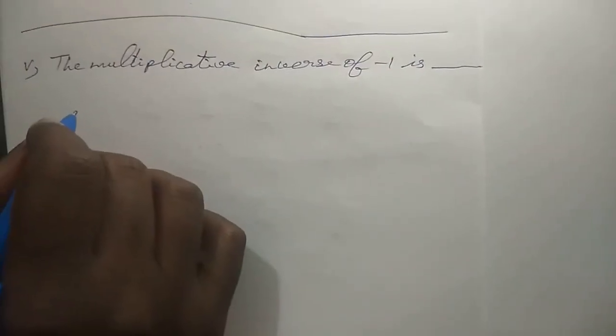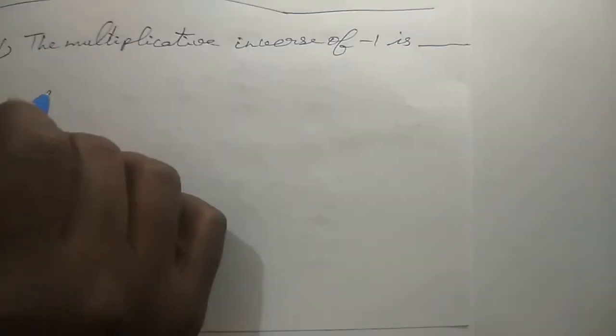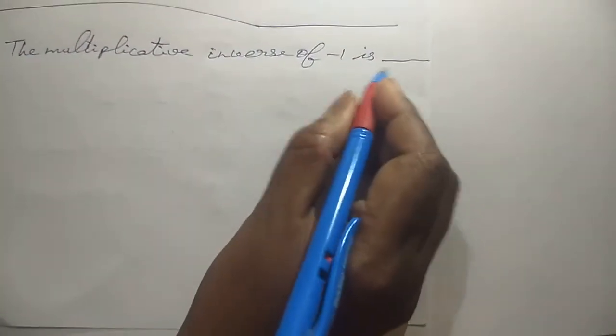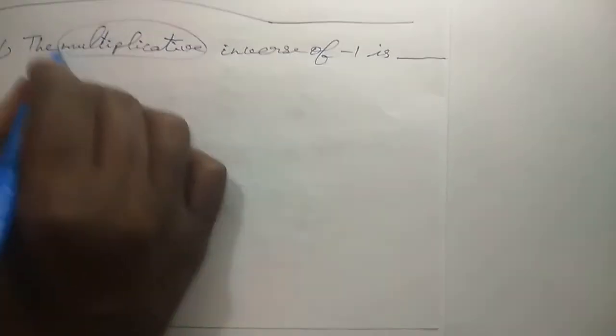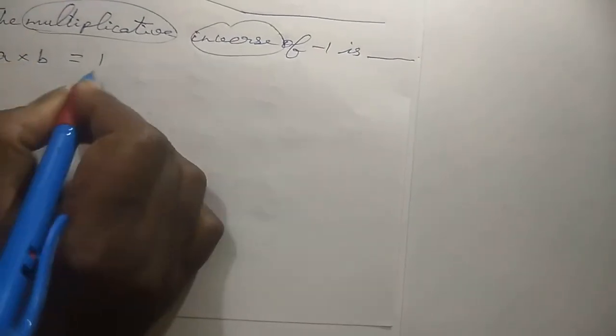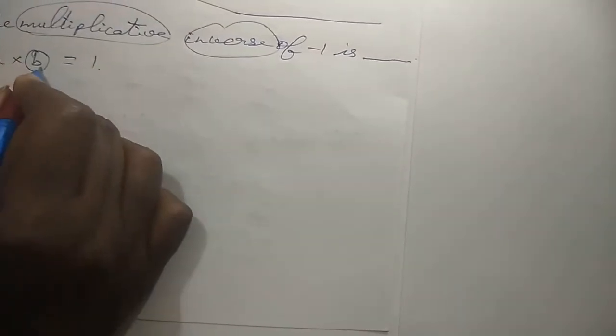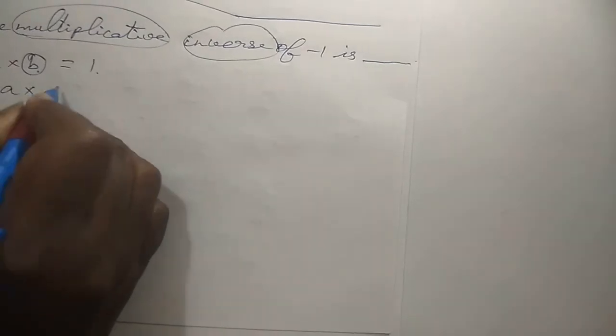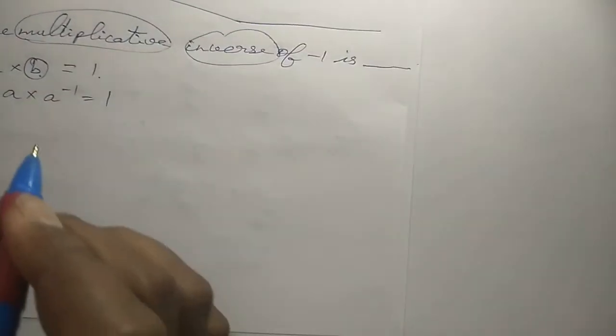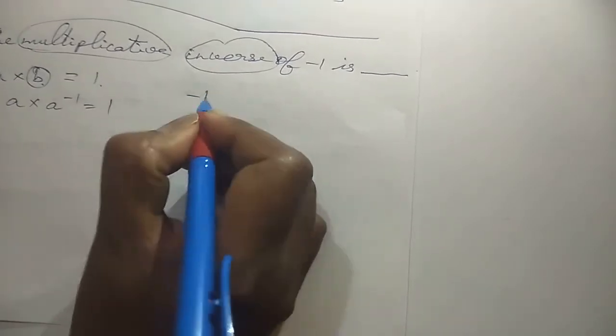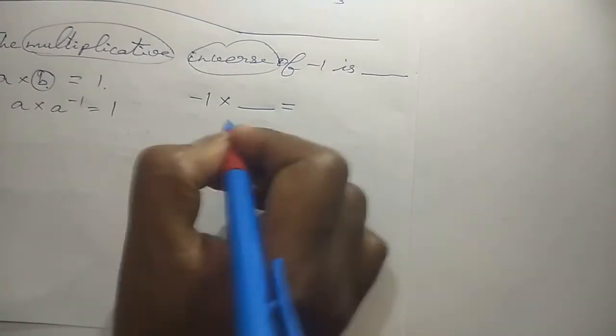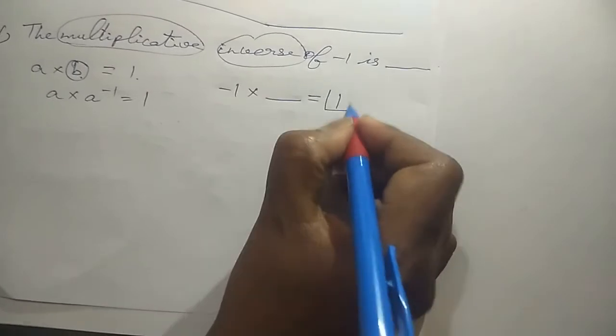So for exercise 1.2, the first sum, subdivision: the multiplicative inverse of minus 1 is dash. What is meant by multiplicative inverse? We have to first know what multiplicative inverse is. Any number we multiply with a number, we should get the answer equal to 1. Suppose a into b is equal to 1, and we say b is the inverse. So for minus 1, we have to get an answer here; it should be plus 1.